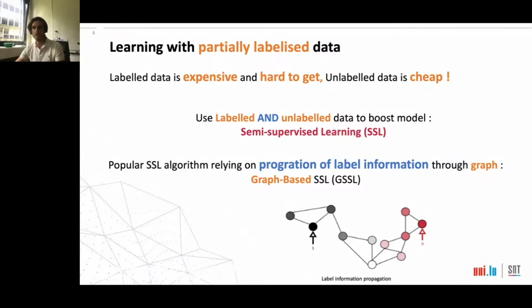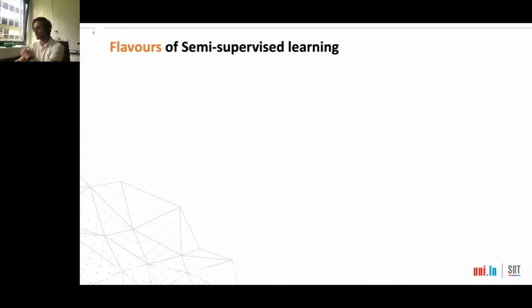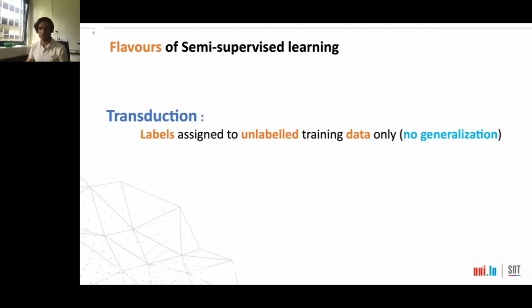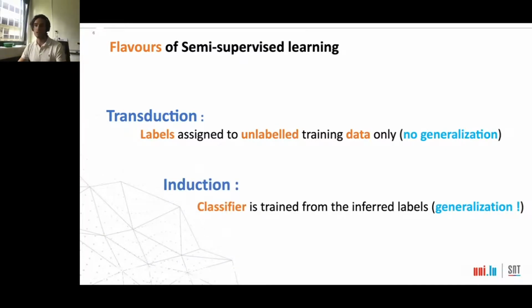When speaking about semi-supervised learning, two aspects are important to mention. The first one is that there is a transduction phase where the labels are assigned only to the unlabeled part of the training data, so there is no generalization. And afterwards, there is a step of induction where an actual supervised classifier is trained from the inferred labels. So there is indeed a generalization to unseen data.